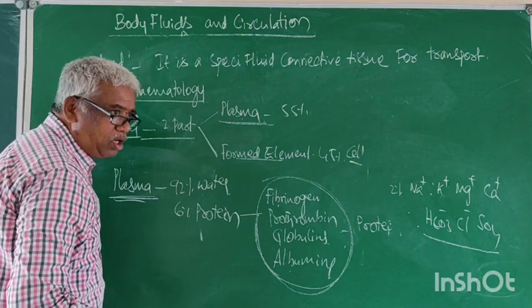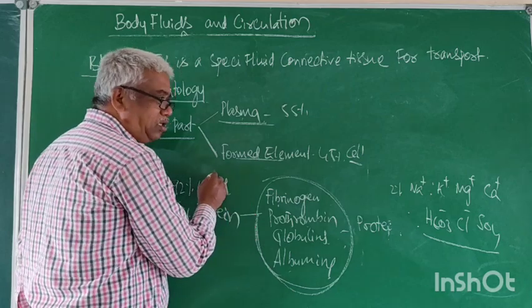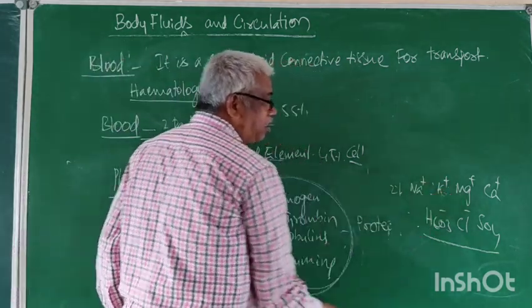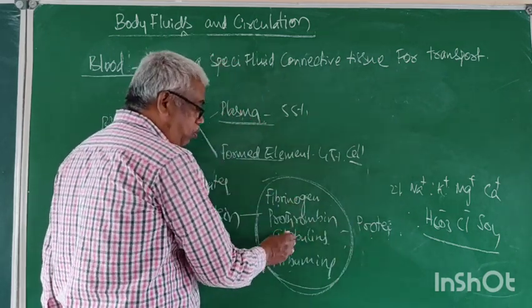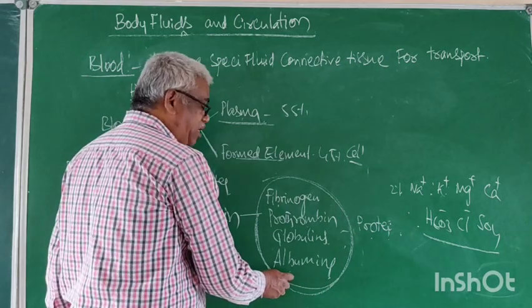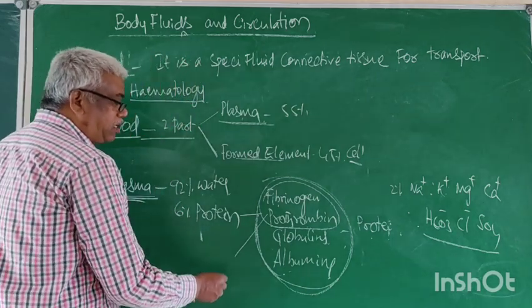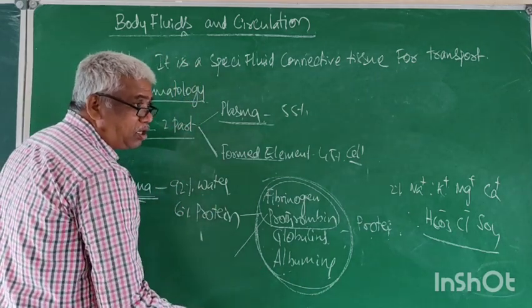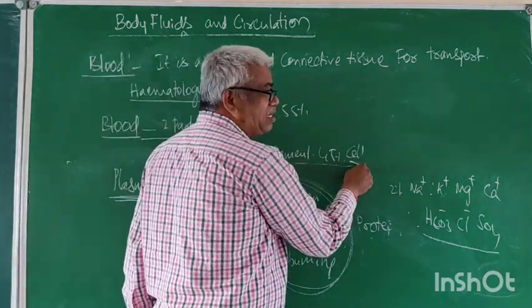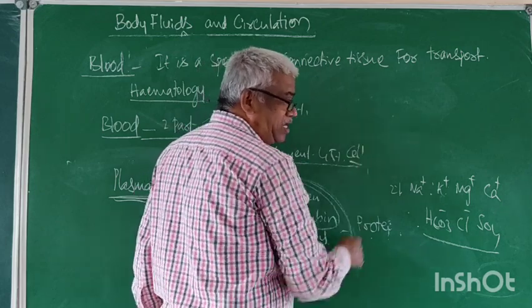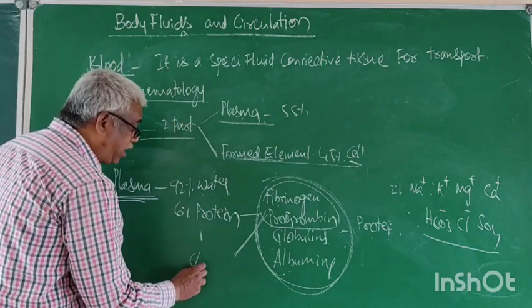What is plasma? Blood without cells is called plasma. The plasma contains water, organic and inorganic substances. Organic substances are called proteins: fibrinogen, prothrombin, globulins, albumins. Fibrinogen and prothrombin are plasma proteins, not cellular proteins. Formed elements, cells, we can discuss later. Now fibrinogen and prothrombin help in clotting of blood.